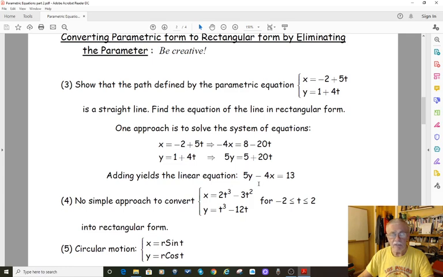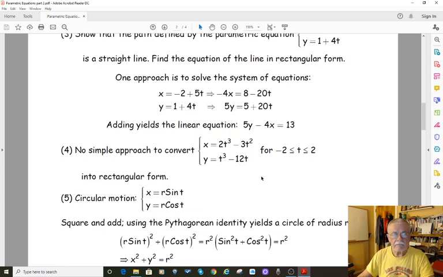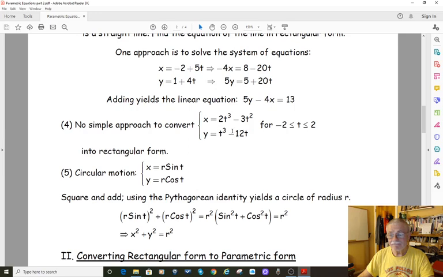And if you want to put it in y equals mx plus b form, then you could figure out the slope and y-intercept and all sorts of other interesting stuff. But right now we're just going from parametric form into rectangular. Okay, number 4, kind of tough. You'd have to solve a cubic, and so there's no simple way to solve this. So we're just going to leave this one, and rest assured, if I ask you to do a problem on a problem set, it pretty much means that there's a relatively straightforward, simple approach.